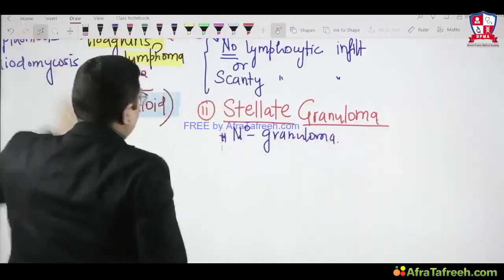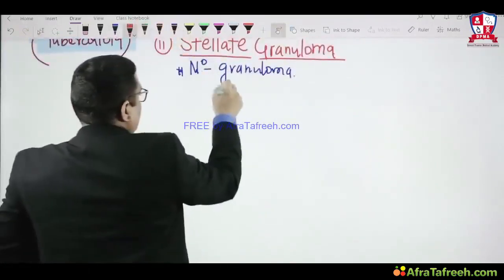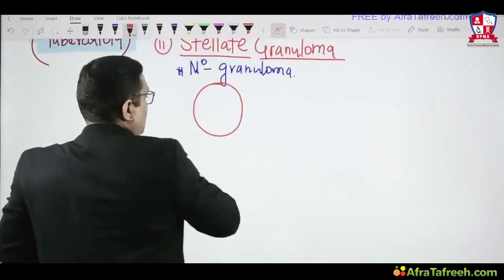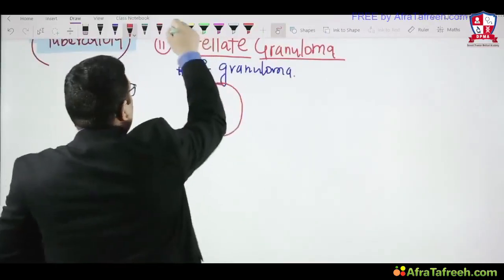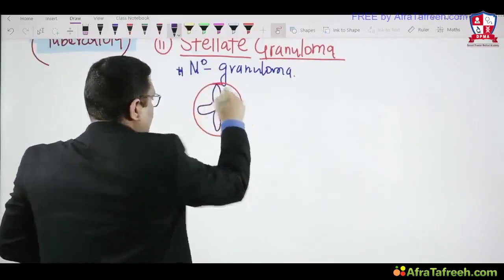What happens in this neutrophilic granuloma? When you see it on histological or microscopic examination, because of the neutrophils, they will have a star shape.